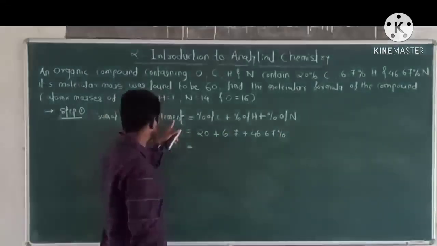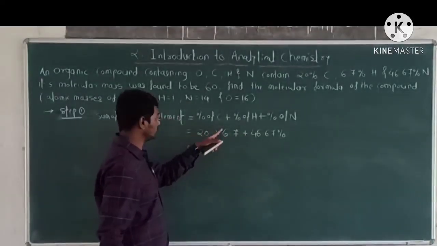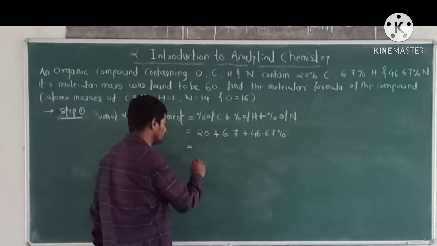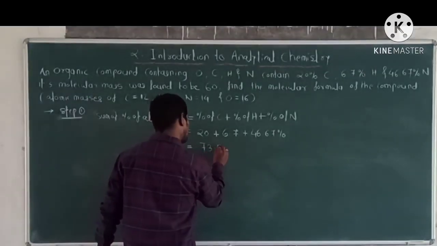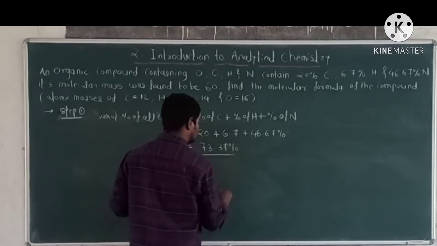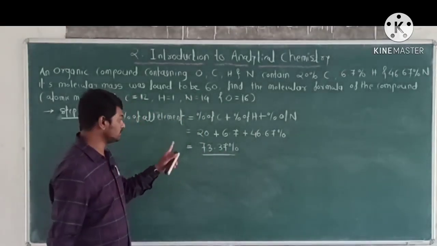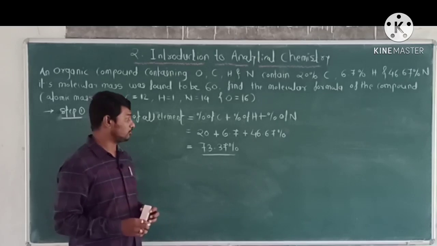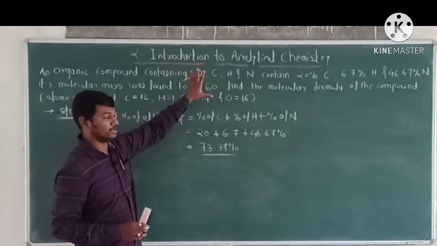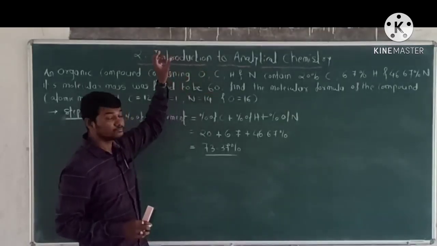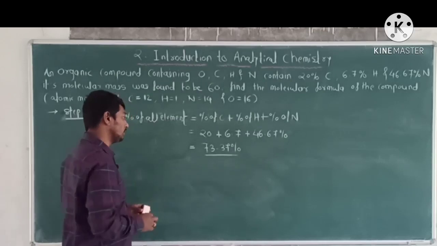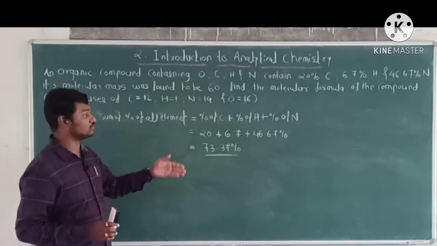The sum of the percentages of all elements, the percentage of carbon, hydrogen and nitrogen, comes to 73.37%. This is less than 100%. Therefore, oxygen is present in this compound. Now, find out the percentage of oxygen. The remaining percentage is the percentage of oxygen.